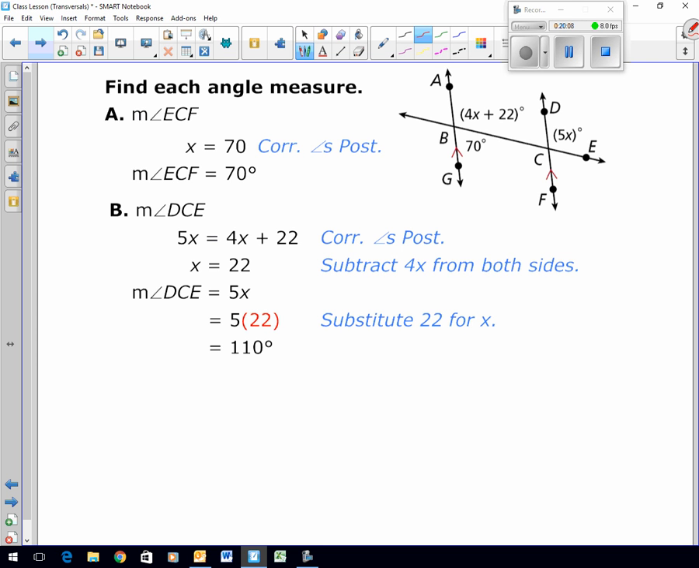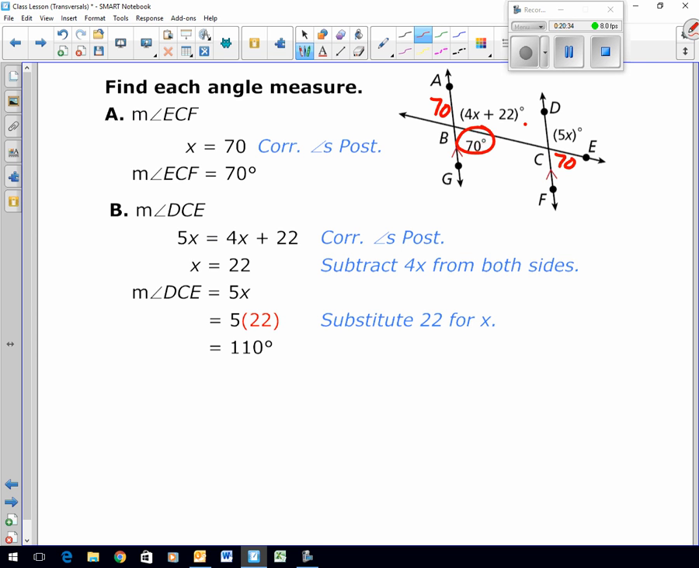Just watch what happens. That right there is the key to everything. Here's why. I take that information. If that's 70, what's this angle? 70. If those two are 70, what are these two?